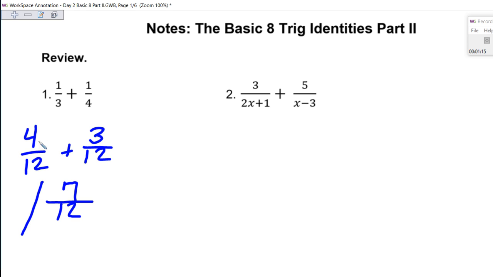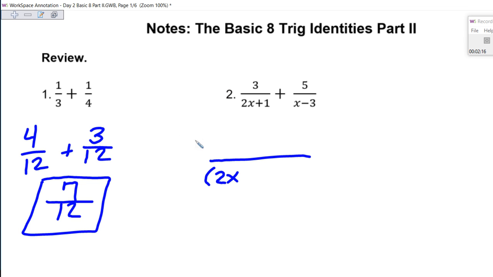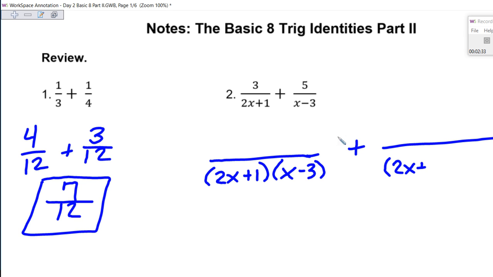So we're going to use the same concept here when we have binomial expressions. So for number 2, to find the common denominator, we will just multiply the denominators together. So we need to multiply 2x plus 1 and x minus 3. You did this back in your rationals unit. You remember doing rational functions? You had to do a little bit of this with that unit. So again, to find the common denominator, multiply the denominators together.